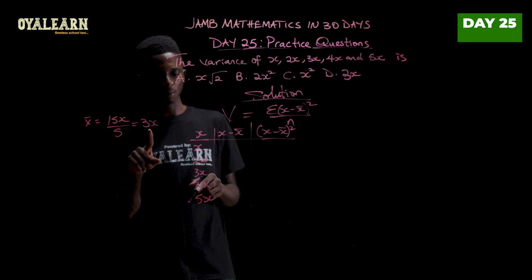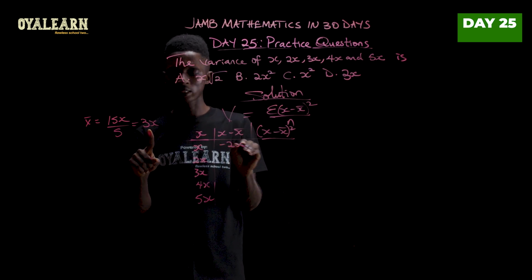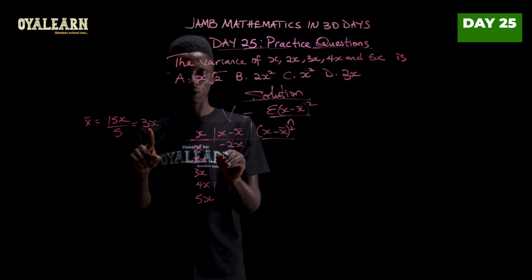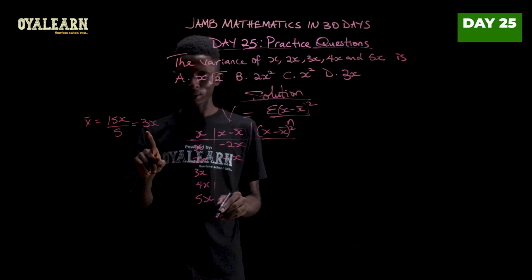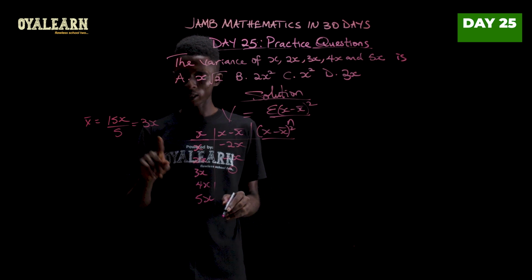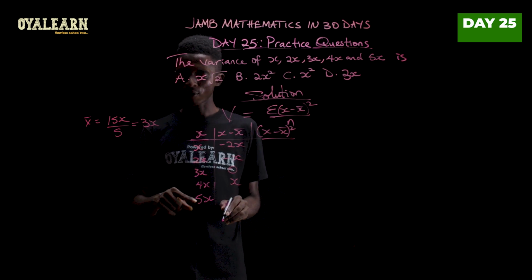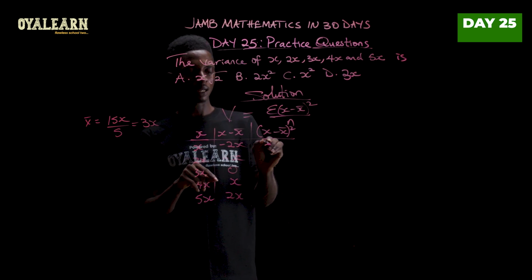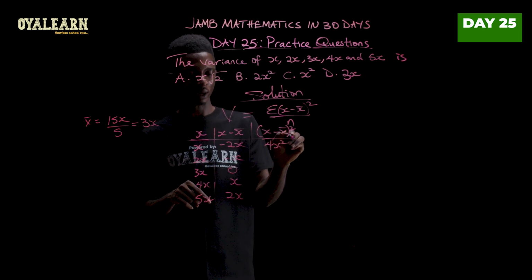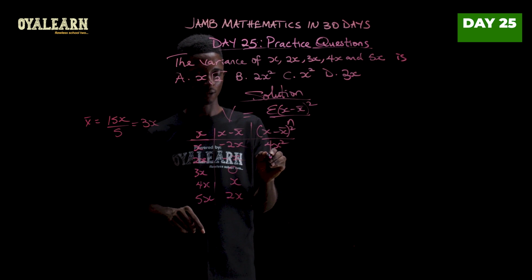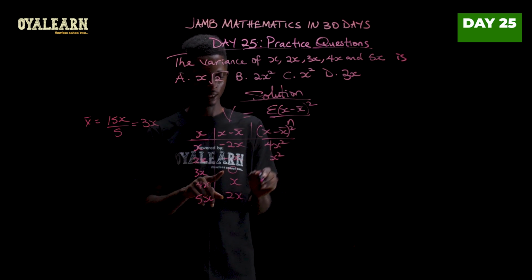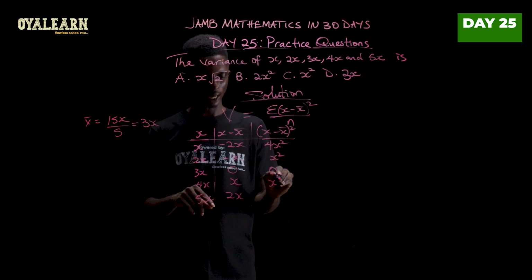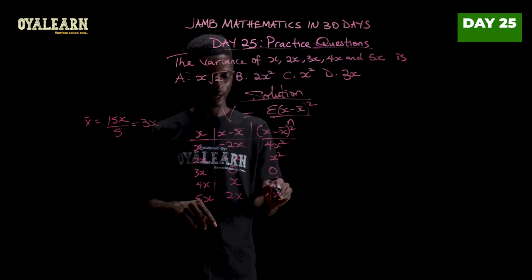So x minus the mean will give us minus 2x. 2x minus this will give you minus x. 3x minus this, that's 0. 4x minus this will give you x. 5x minus this will give you 2x. So now let's square it. Here we then have 4x squared. Here we're going to have x squared. This is 0. This is x squared. And this is 4x squared.